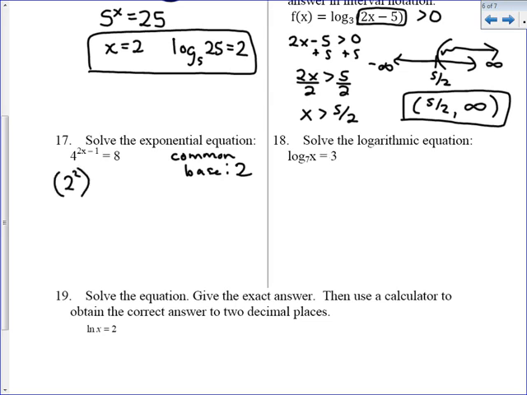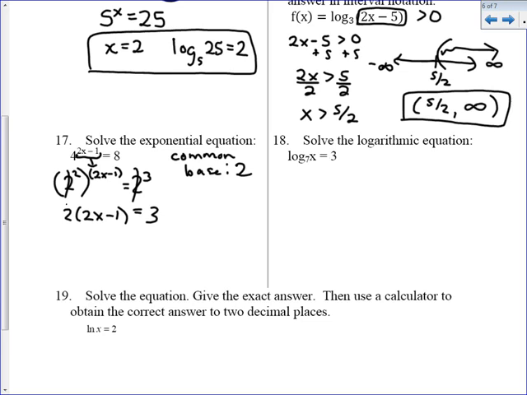So 4 is 2 squared. Just going to replace the 4 with 2 squared, and then bring down the exponent it already had. Use parentheses if it's a binomial. And then how can I rewrite 8? 2 to the 3rd, 2 cubed. And what do I do after I have a common base? Cross them out. So I have 2 times (2x minus 1) equals 3. For your exponential equations, you need to get the common base so you can cross them off.